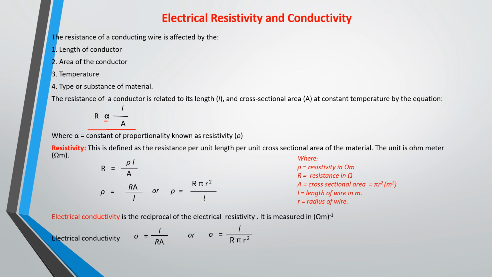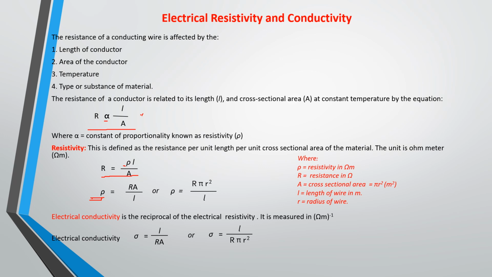So what is resistivity? Resistivity is defined as the resistance per unit length per unit cross-sectional area of the material. The unit is ohm meter. If you look at this equation, it can be written like this. This constant of proportionality is what is called the resistivity. So resistivity equals resistance times area all over length.